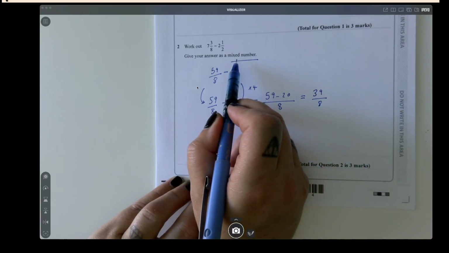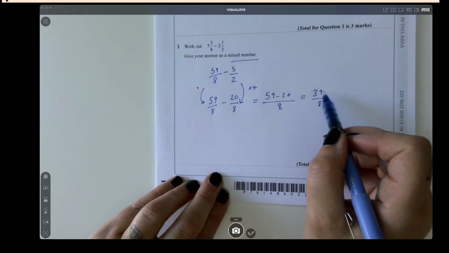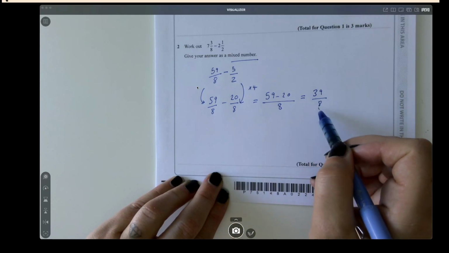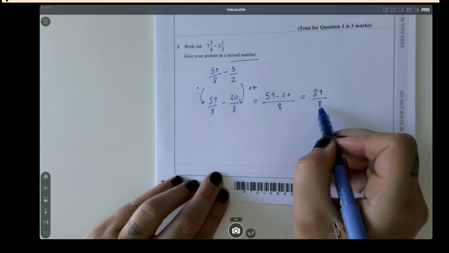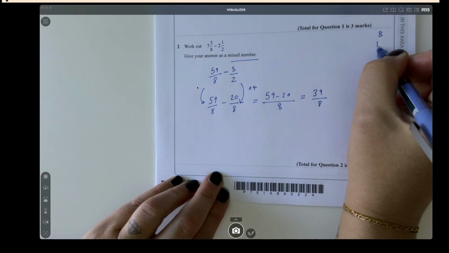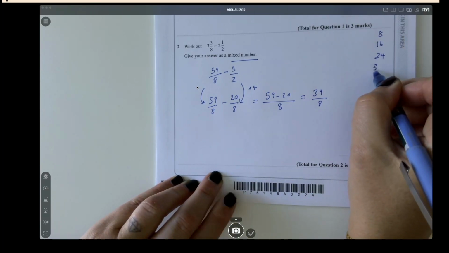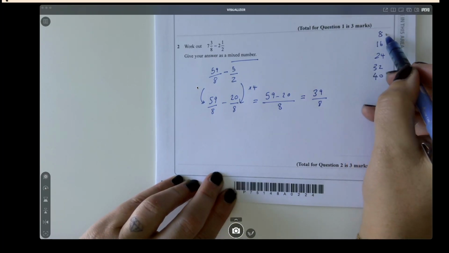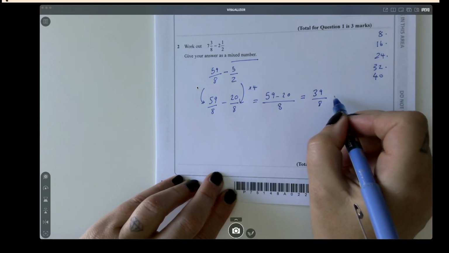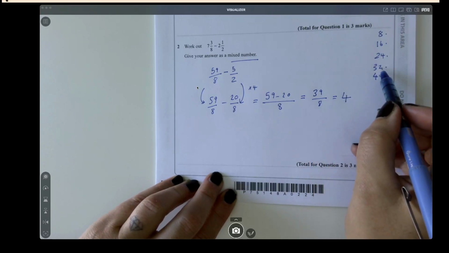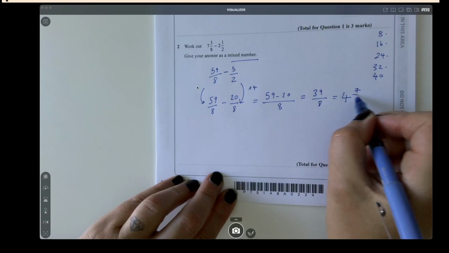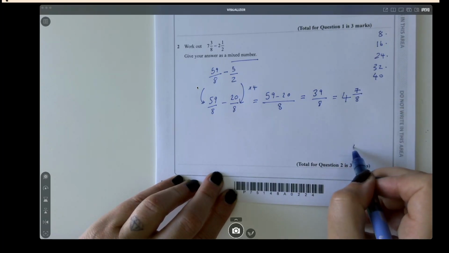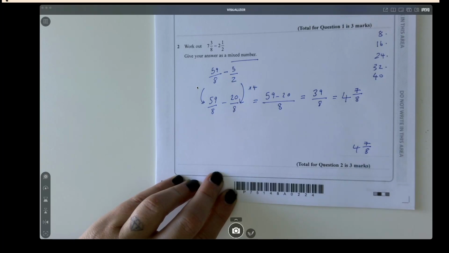Now it asks for our answer as a mixed number. So this is currently an improper fraction because the numerator is bigger than the denominator. So I'm going to see how many 8's go into 39. 8, 16, 24, 32, 40. So 1, 2, 3, 4 8s with a remainder from 32 to 39 of 7 8s. So 4 and 7 8ths goes on the answer line.